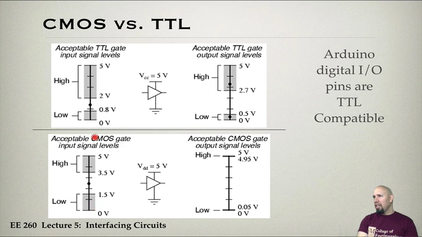And this 2 volts down here that's acceptable by TTL is not acceptable by CMOS. It's not acceptable as a high by CMOS. So there are some conflicts.